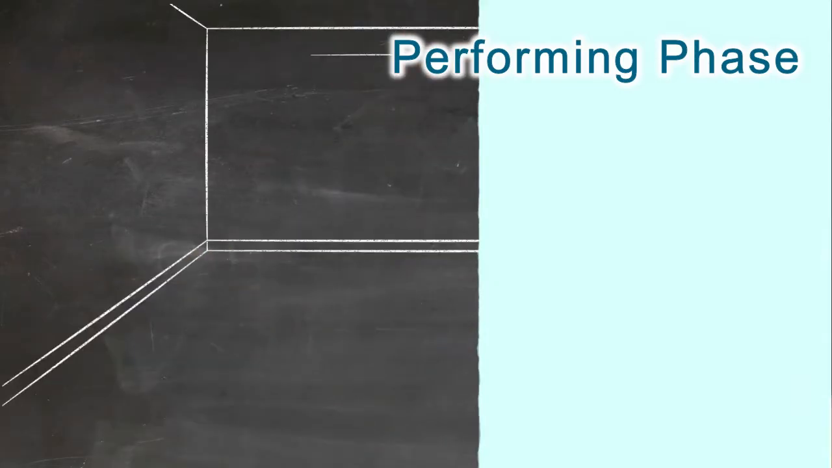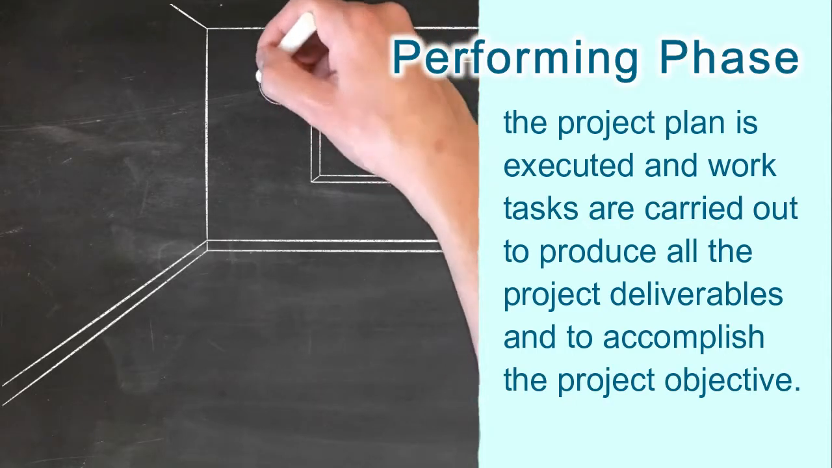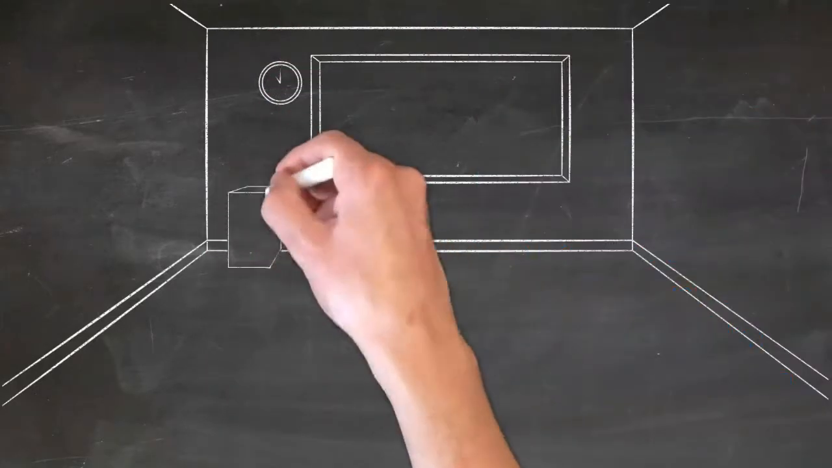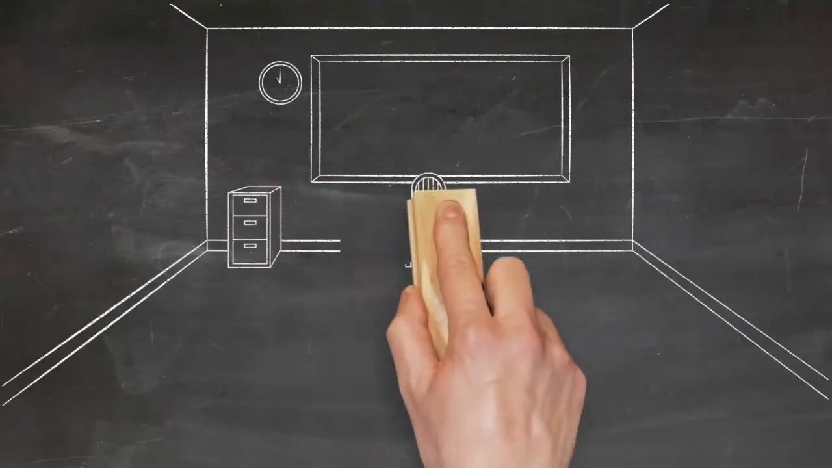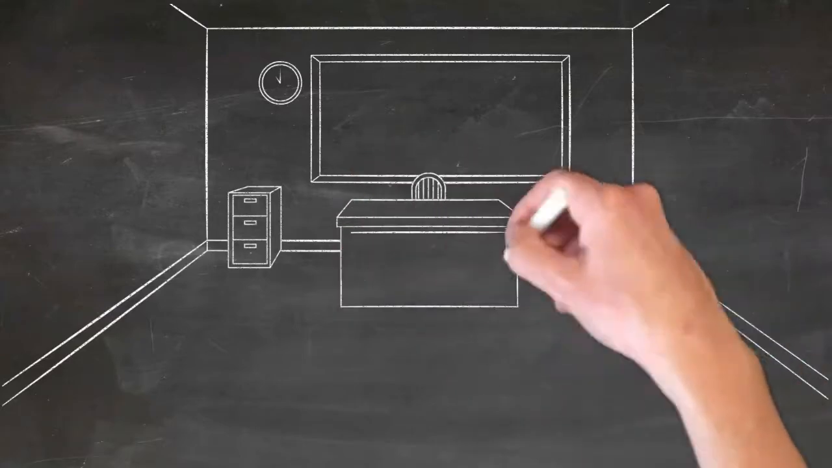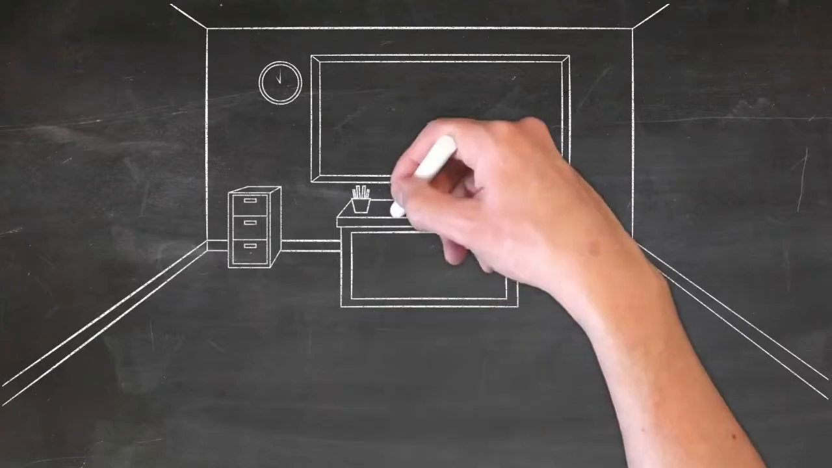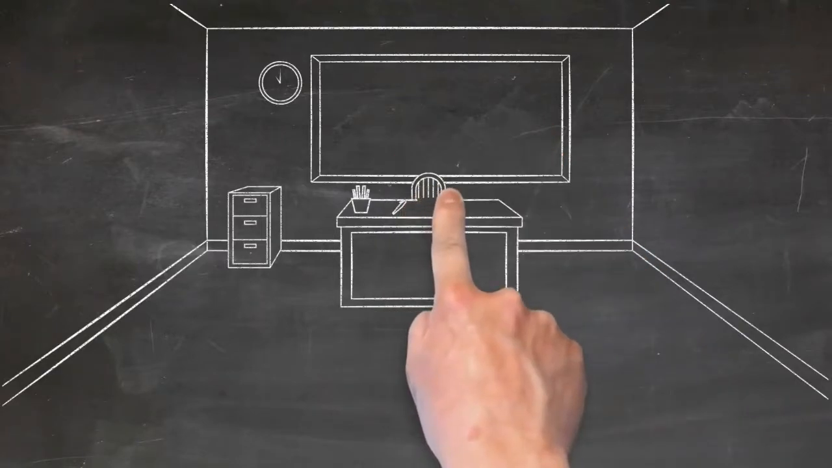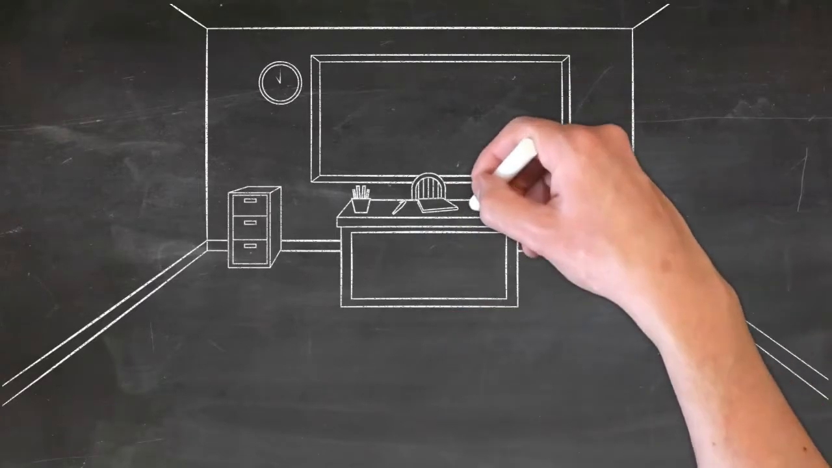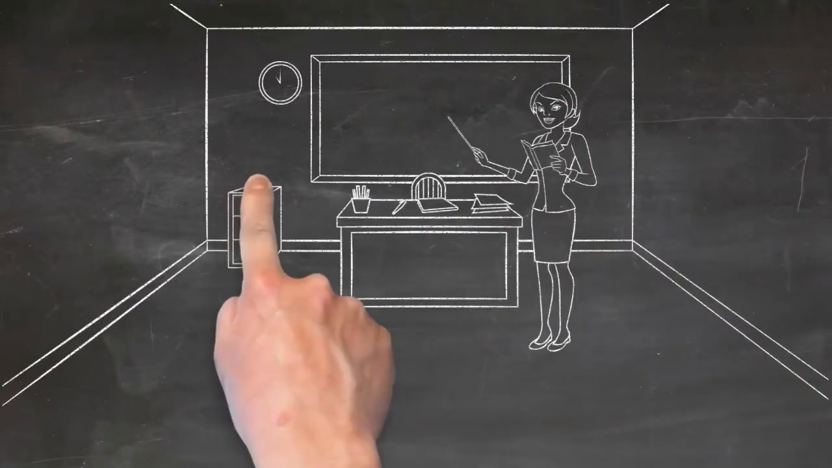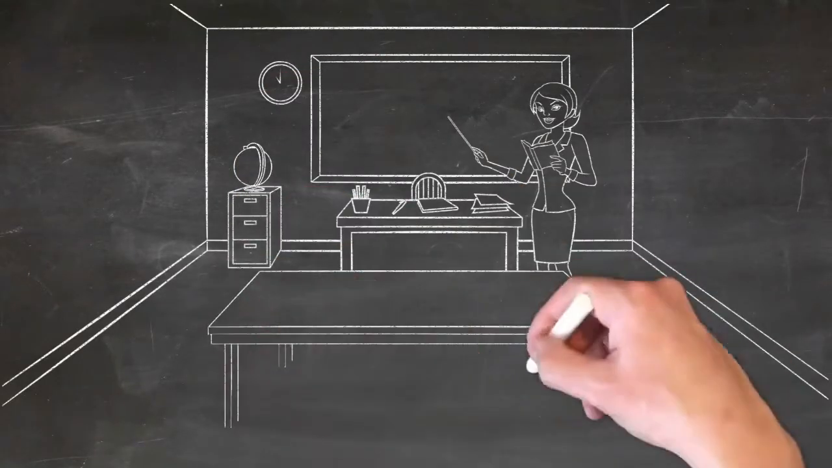Performing phase. In the performing phase, the project plan is executed and work tasks are carried out to produce all the project deliverables and to accomplish the project objective. The project progress is monitored and controlled to ensure the work remains on schedule and within budget, the scope is fully completed according to specifications, and all deliverables meet acceptance criteria. Also, any changes need to be documented, approved, and incorporated into an updated baseline plan if necessary. This is the third phase of the project life cycle.